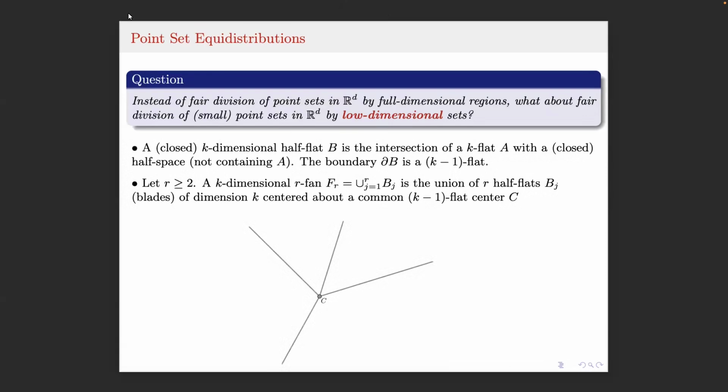So the objects we're going to be looking at are what I'm going to call fans. So what's a fan? Well, first, we're going to say that a k-dimensional half flat B is the intersection of a k-flat A with a half space, where that half space doesn't contain A, and then the boundary is a flat of dimension k−1 or lower. And now a fan is going to be a union of these sorts of guys with a common center. So I'll say a k-dimensional r-fan is the union of r half flats, which we can think of as blades of the fan of dimension k, and they're centered about a common (k−1)-dimensional flat. So that's a picture of a 4-fan in R^2, codimension 1.